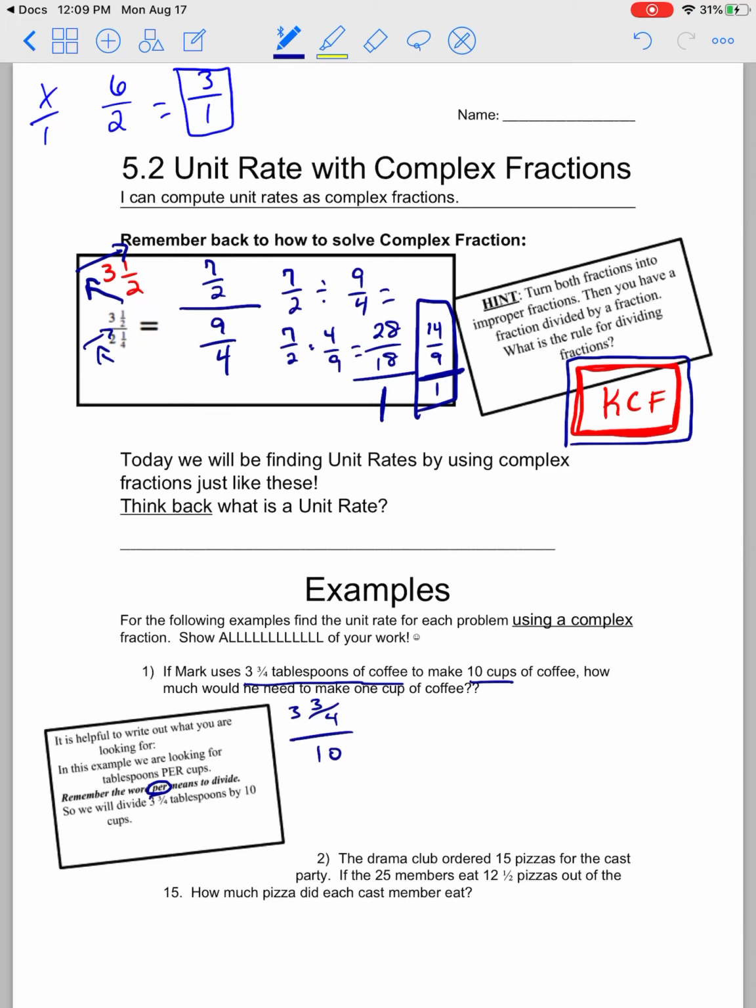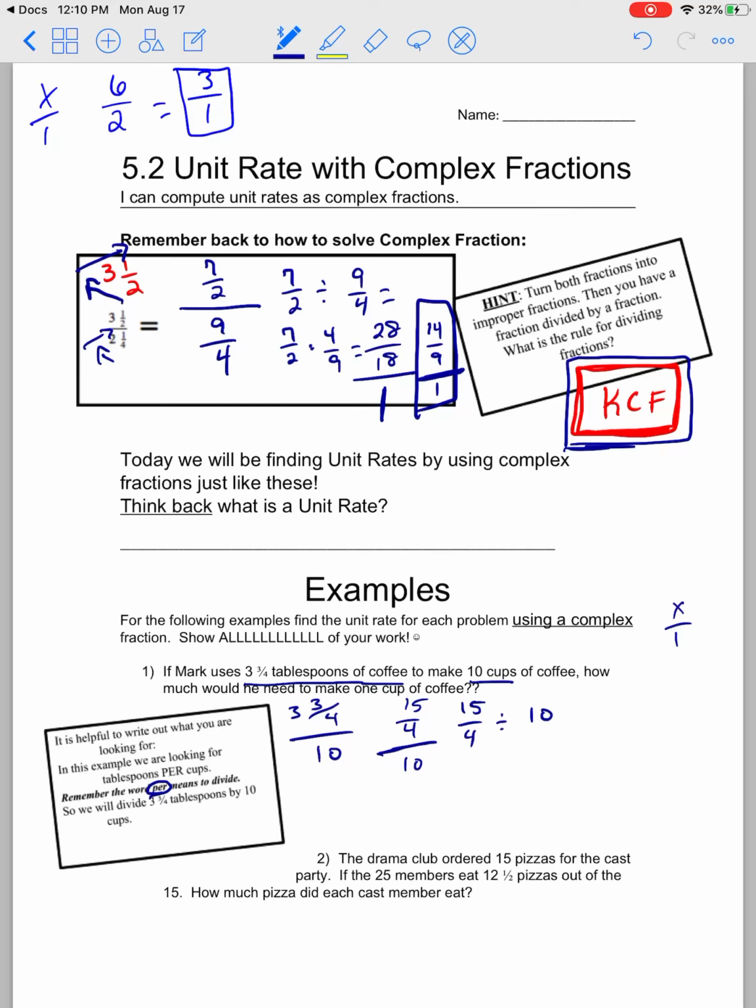But now we want that to be a 1, right? Remember the unit rate of something over 1? So how do we get there? Convert that complex fraction. So 4 times 3 is 12, plus the 3 is 15. So you have 15 over 4 over 10. Is that a unit rate? It's not. We got to get it to a unit rate of 1. We divide the top by the bottom: 15 over 4 divided by 10.